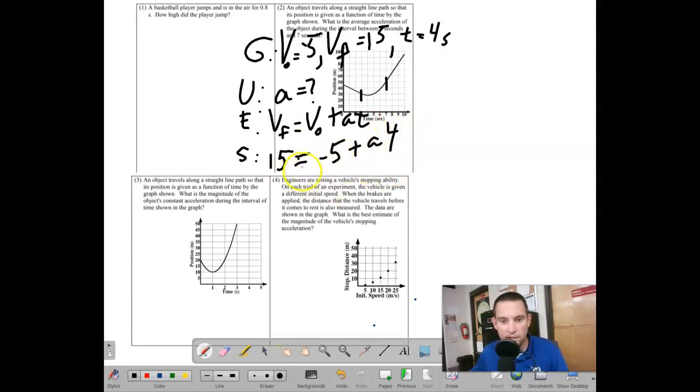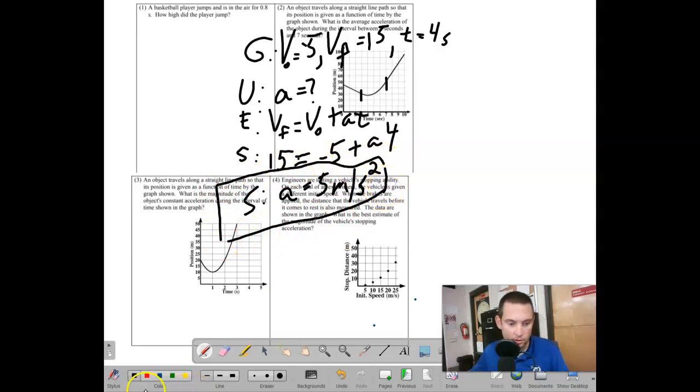But I prefer to manipulate the equation to get the variable we're looking for all by itself. So we're going to add 5 to each side, and we'll see this is going to equal 20 on the one side, and then equals a times 4, divide by 4 from each side, and we're going to get a equals 5. Don't forget your units, meters per second squared. The correct units, not the fake ones or the wrong ones.